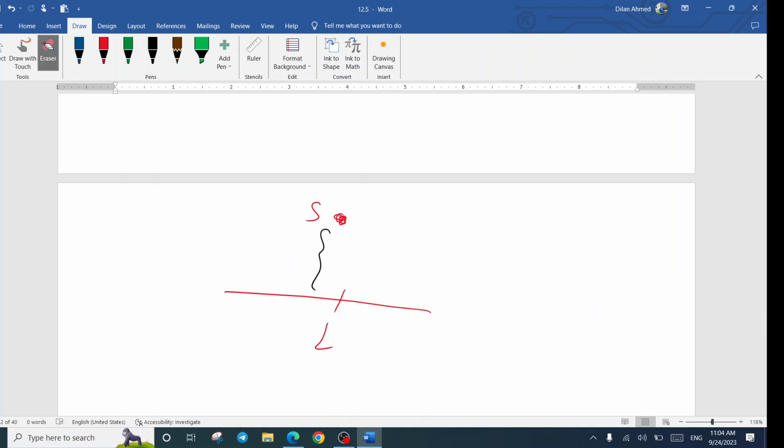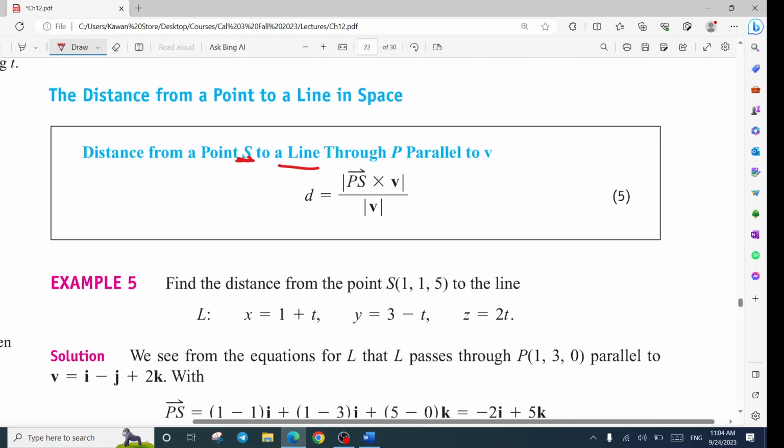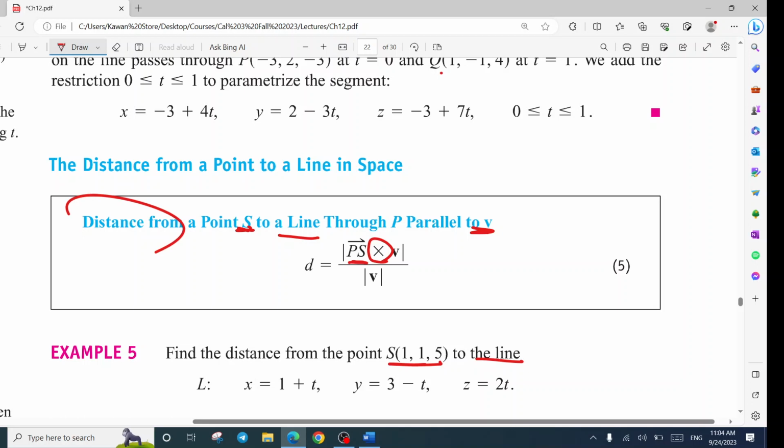So how do we find this distance? That's the question. You can see from here we are going to find the vector, of course. Then you will find another vector. Then you will find the length of them. And do not forget we have cross products, not dots. Find the distance from the point S to the line. To understand this rule, I cannot get it. What does it mean?